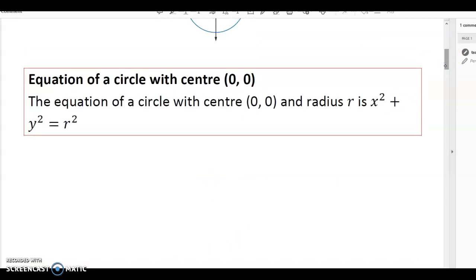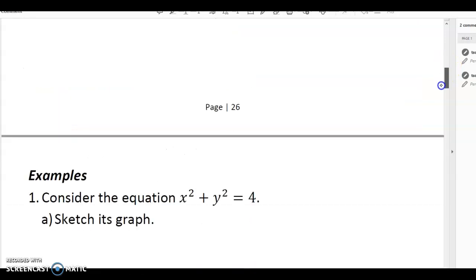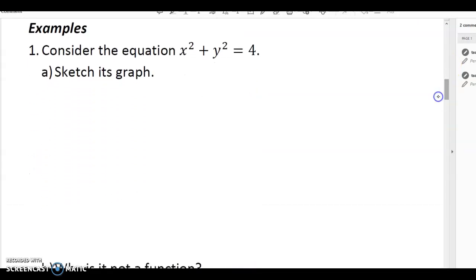And so the equation of the circle, the center 0, 0 and radius r is, that doesn't look great there, so we'll just put it here, x squared plus y squared equals r squared. So where r is the radius and x and y are our two variables. Okay, so let's look at an example.